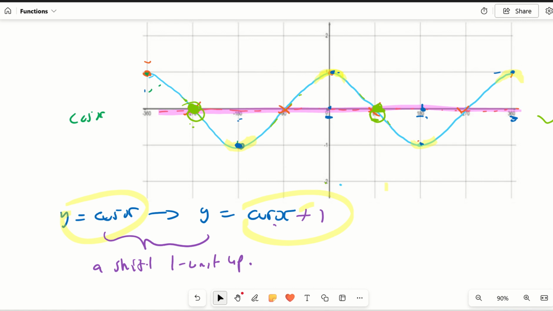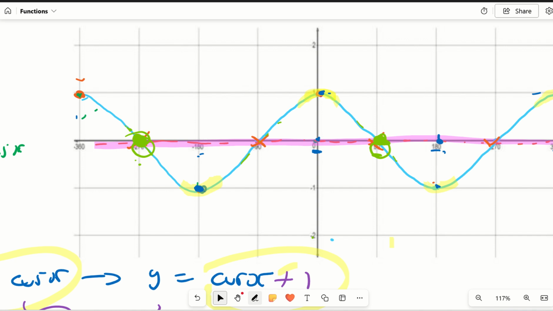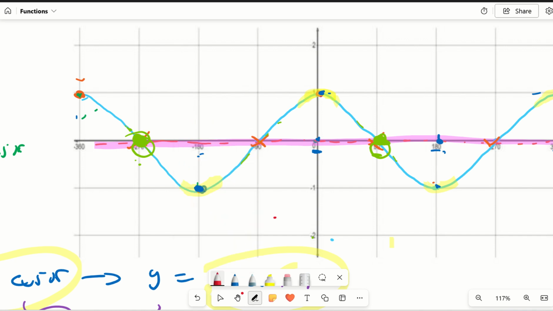Okay, so how do we draw it on the diagram? Every point must be shifted 1 unit up. Just focus on the key points. So this here is the first key point. It gets moved 1 unit up, it's going to be there. This point here, 1 unit up, it's going to be there.